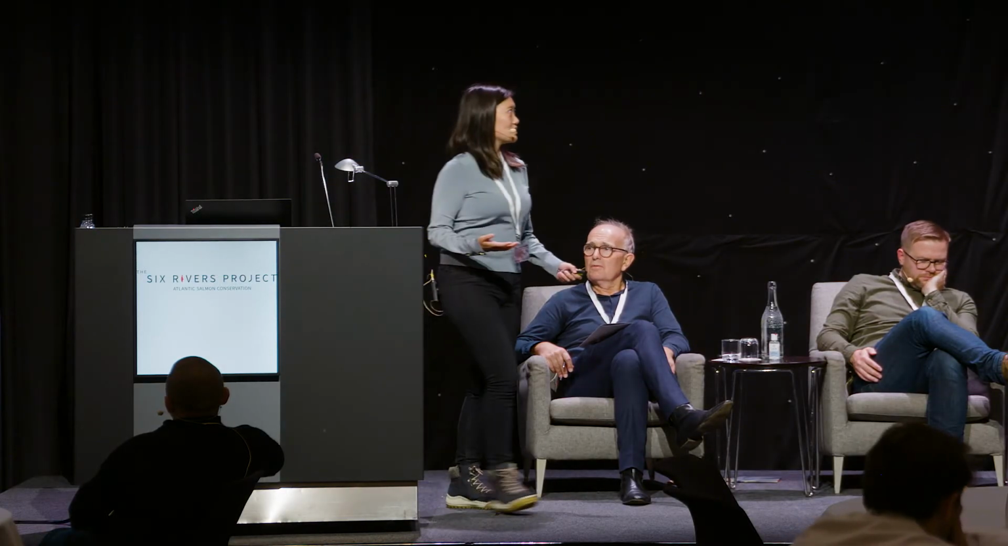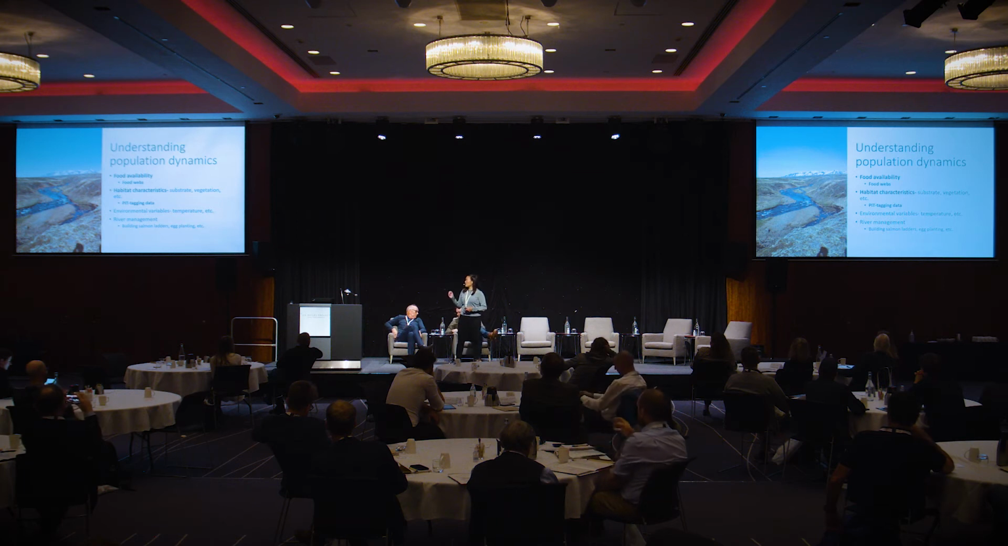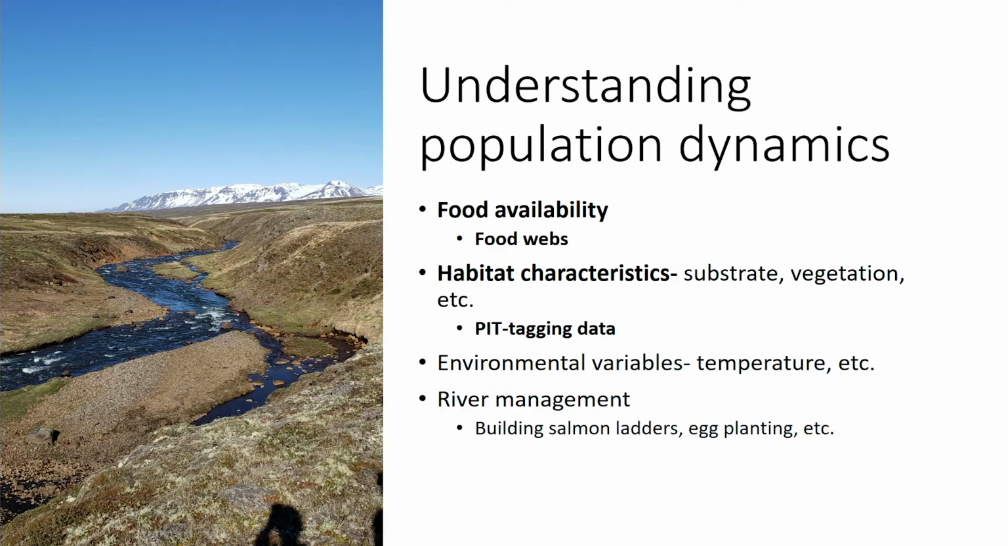So our project focuses on understanding the different population dynamics in the Northeast rivers, and basically what is actually driving these changes in populations for Atlantic salmon. And obviously we have different drivers here that we may think will be affecting the population, which includes food availability, habitat characteristics, environmental variables such as temperature, as well as river management, which includes building salmon ladders as well as egg planting.